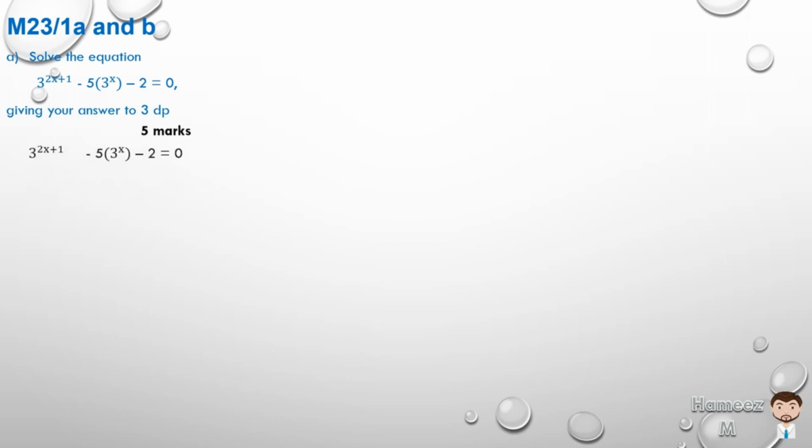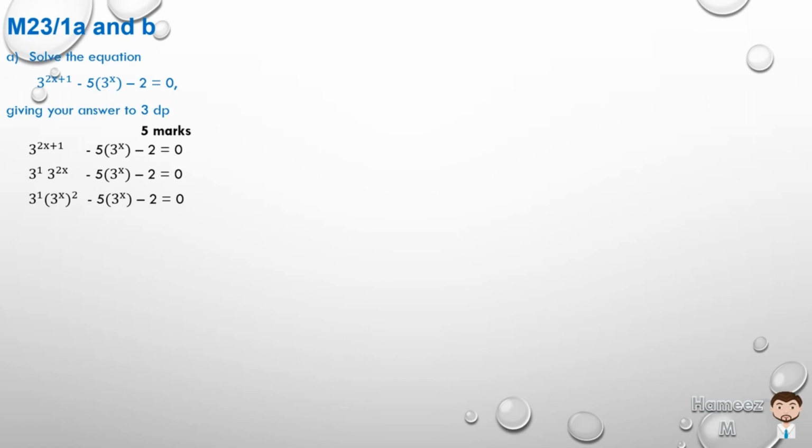So let's rewrite the equation. Let's see if we can break up the first term such that it will be 3 to the power 1 times 3 to the power 2x. So we can rewrite it again in the form 3 to the power 1 by 3 to the power x squared, because when we have the powers, then we can multiply them. X times 2 is 2x. Minus 5 times 3 to the power x minus 2 is equal to 0.